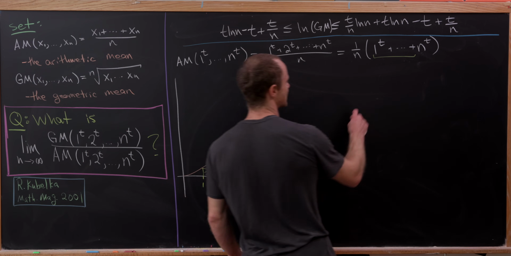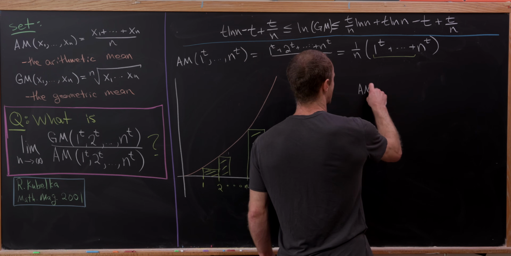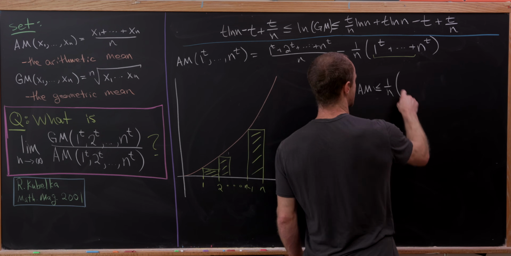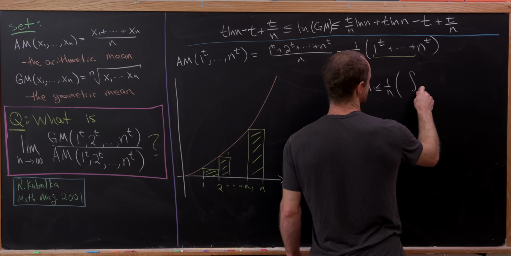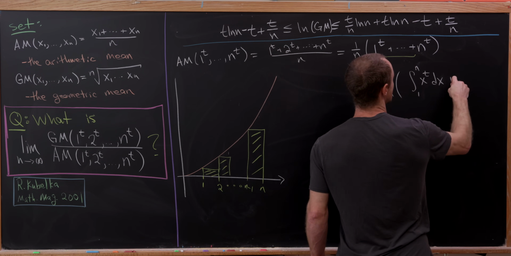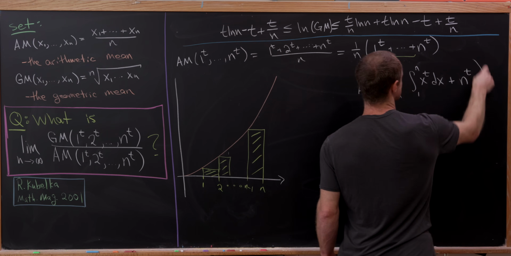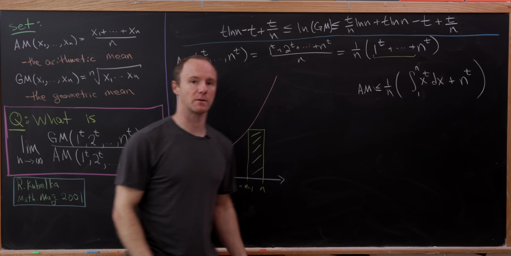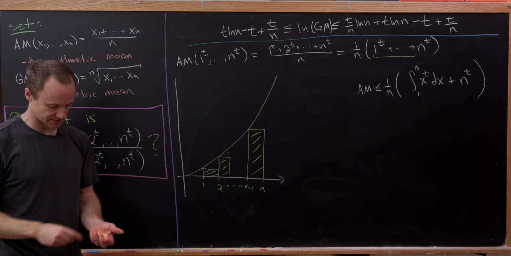And so that sets up the following inequality. So our arithmetic mean will be bigger than or equal to 1 over n times the integral from 1 up to n of x to the t dx plus n to the t, where we have to add on that extra n to the t that we're missing from these rectangles.